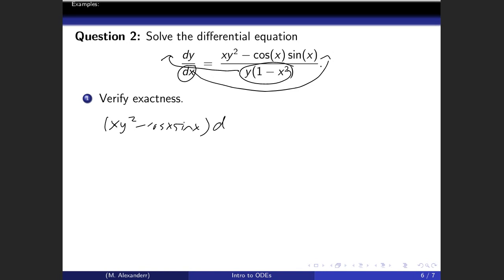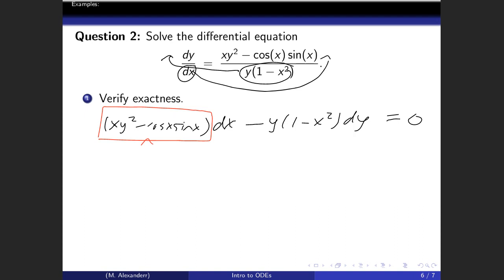This is multiplied by the dx. And now what I'm going to do is this is going to be minus y, 1 minus x squared dy is equal to 0. Okay, so do a little bit of algebra, and then this is your differential equation in differential form. Now I put this into this format because I want to identify my M and my N formula. So this guy is going to be my M function, and this guy, including the negative sign, is going to be my N formula.